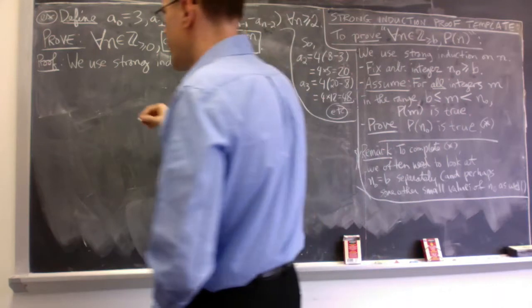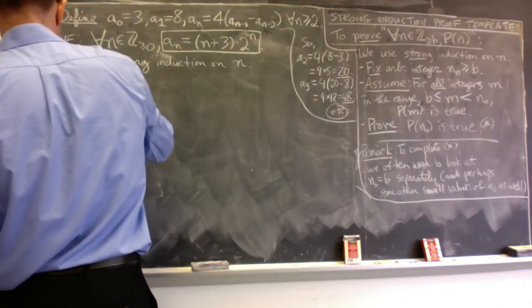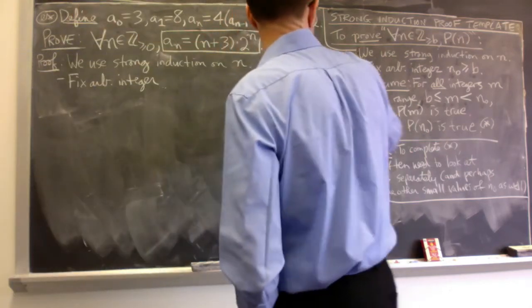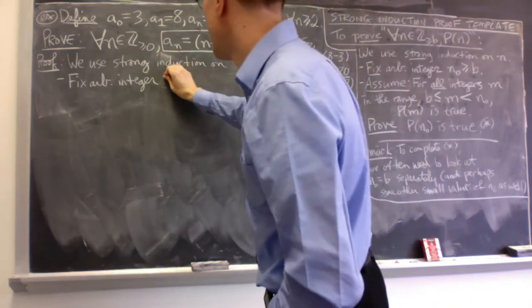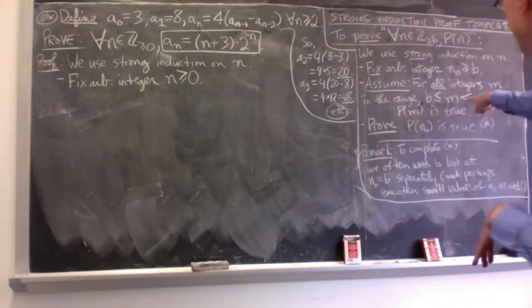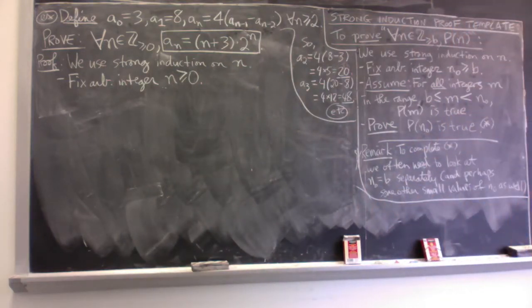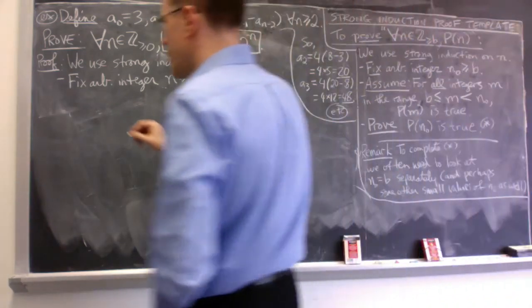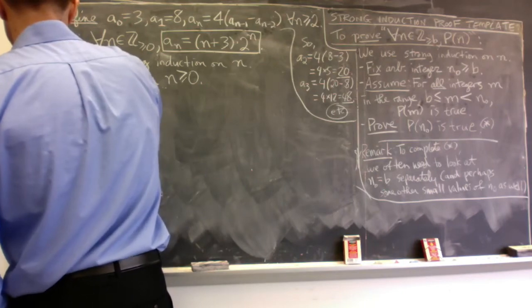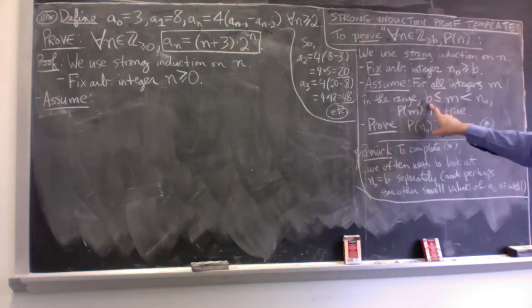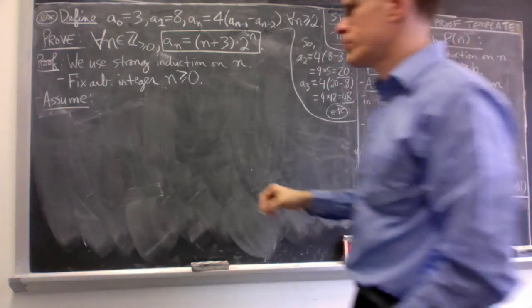So let's fix an arbitrary integer. So what's b? B is 0 here. We're starting at 0. So we're fixing an integer n greater than or equal to 0. I'll call it n, not n naught, because there's too many subscripts otherwise. Okay. And now we get to this assumption, which kind of gives people trouble until you get used to it. Just copy it down directly with substituting in for b. B is 0. We're assuming for all integers m in this range, p of m is true.